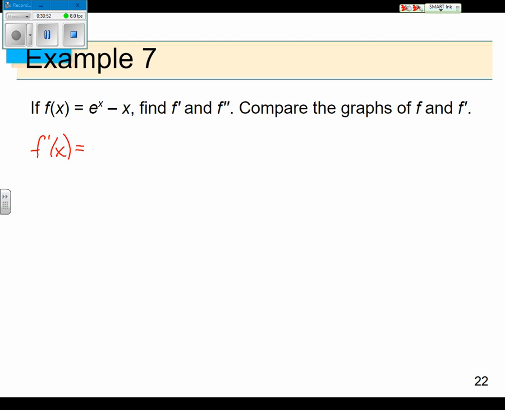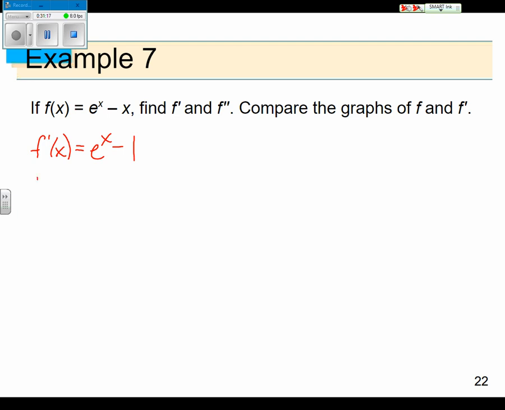Okay, so again, I'm taking the derivative of this. I'm taking the derivative of each term. Even though this is not a polynomial anymore, Euler's e is going to be easy to mix in with these. I take the derivative of e to the x, and that's just e to the x. And I take the derivative of negative x, and that's minus 1. That would be my first derivative.